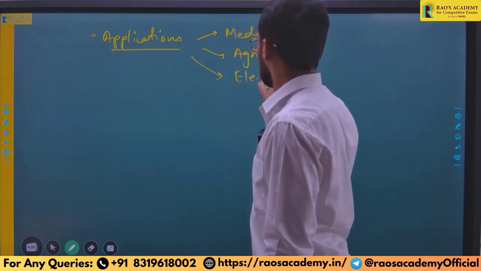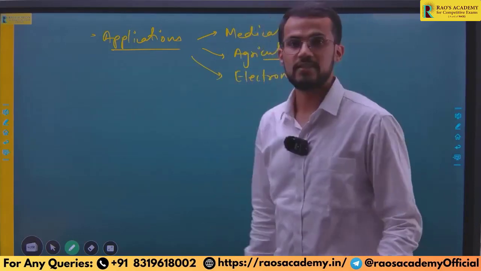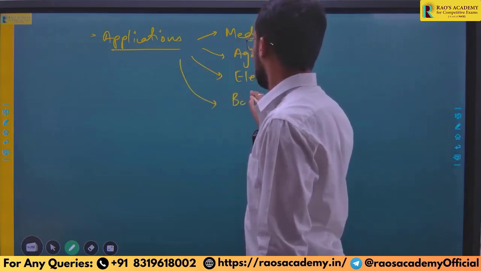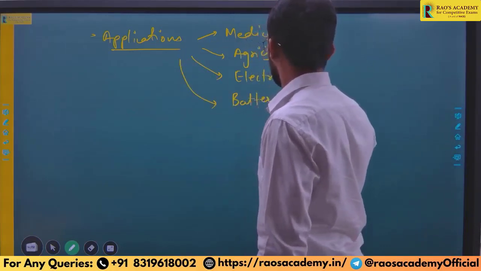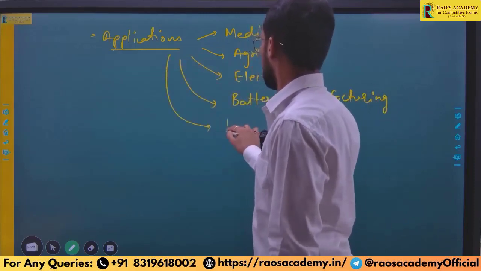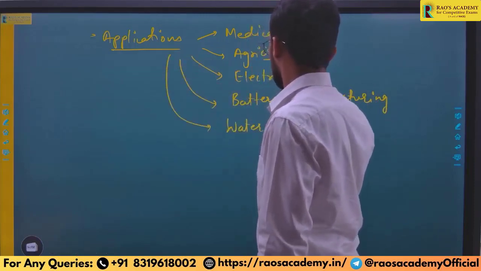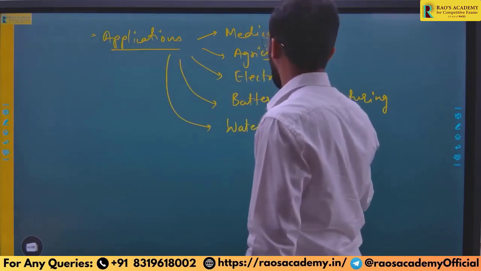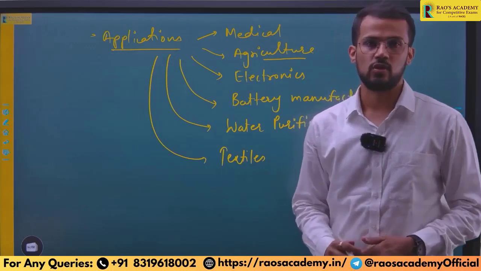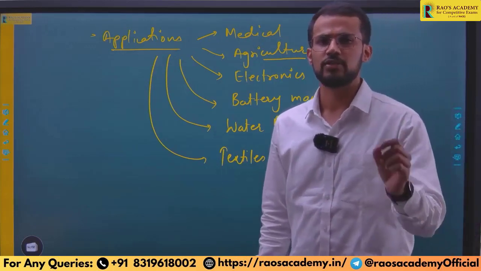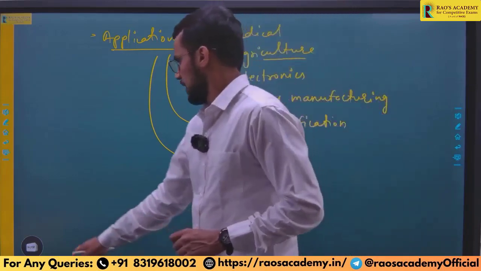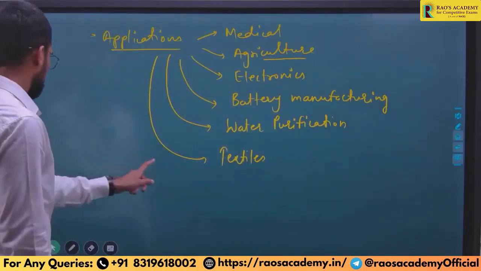Then in the electronics sector, because all the electronic devices that we use have nano chips. Then this can also be used in battery manufacturing. It can also be used in water purification. It can also be used in the production of various fabrics in the textiles industry. And so all these are the uses or applications of nanotechnology. Those applications, and any current application that is in use, become important from the exam's perspective.